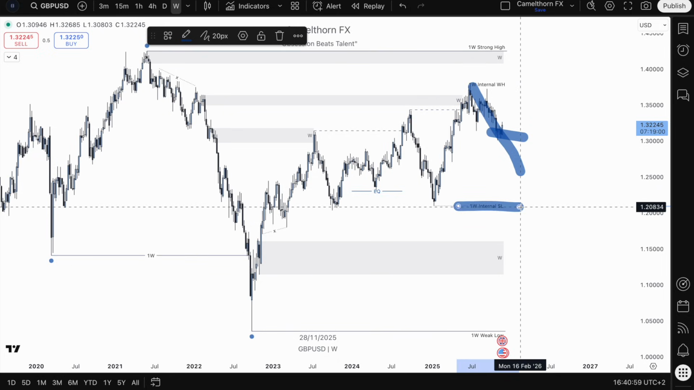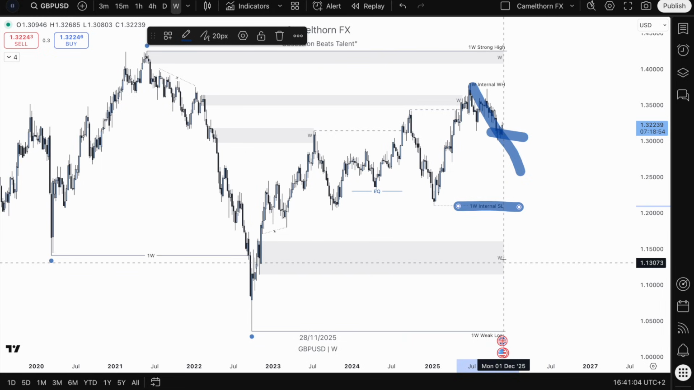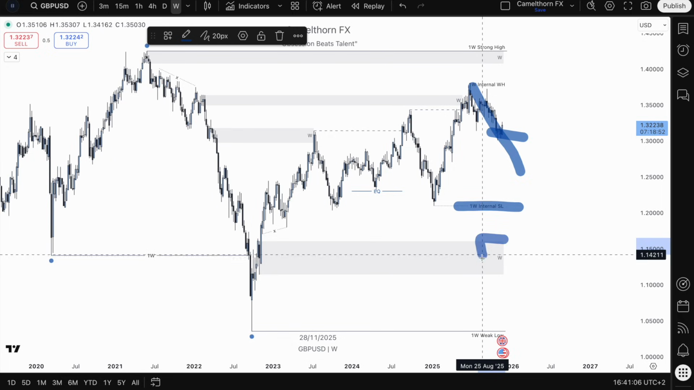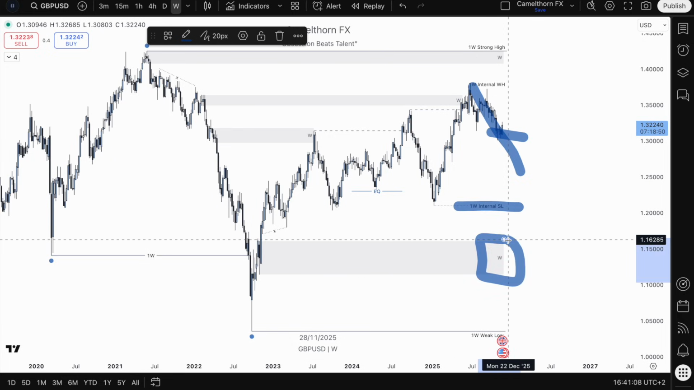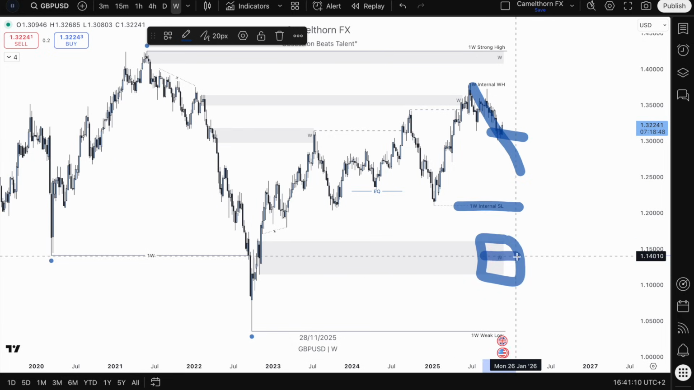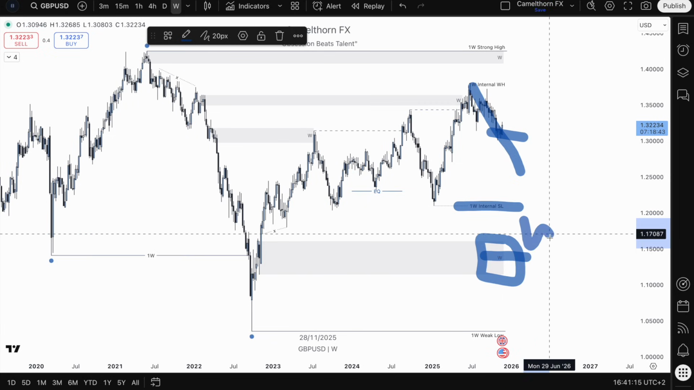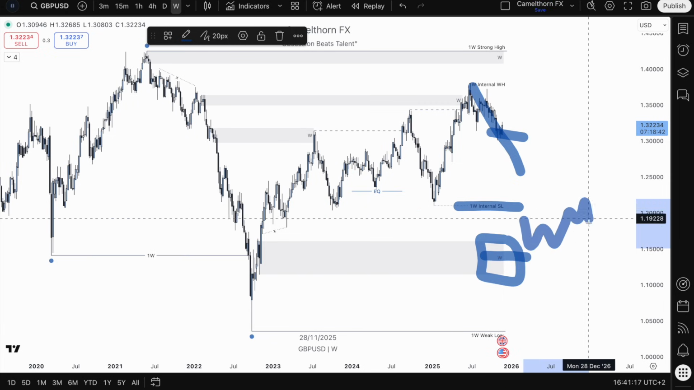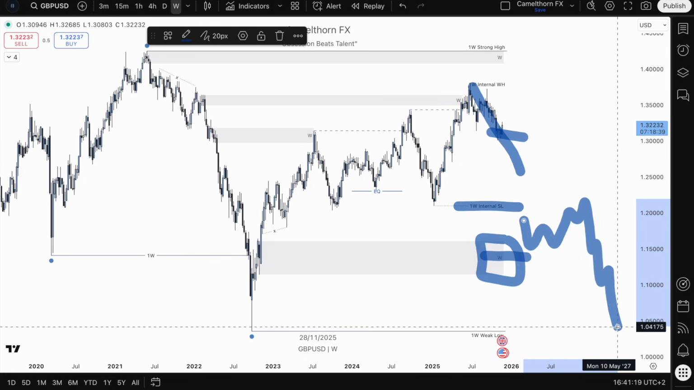If, however, price action continues trading lower from where it is now, and we see a violation of our internal strong low, that will obviously signal the potential start of our continuation phase. And then that next area of interest for us would be this weekly demand zone here. By the time we see a mitigation of this weekly demand, the anticipation would be for a potential short-term bullish reaction before a resumption of the underlying bearishness.